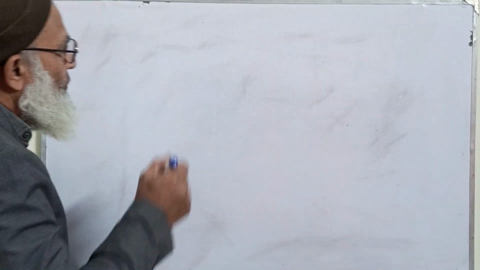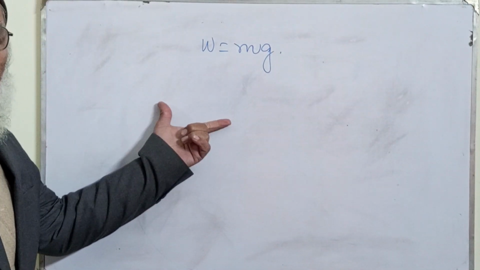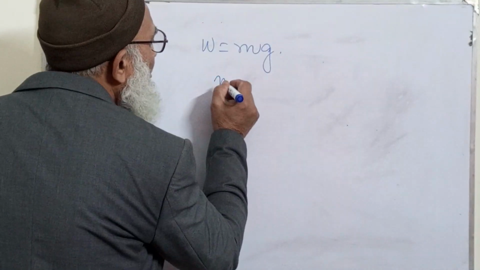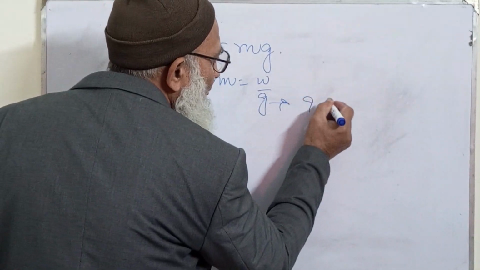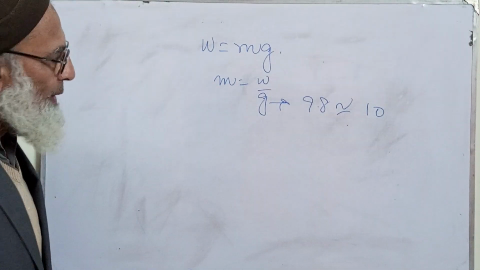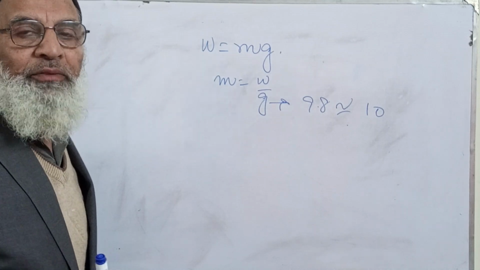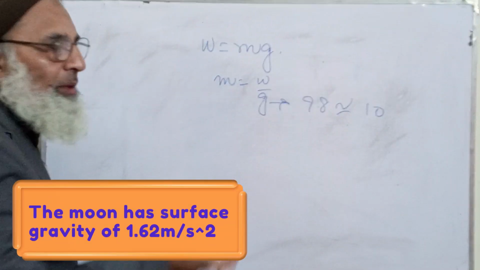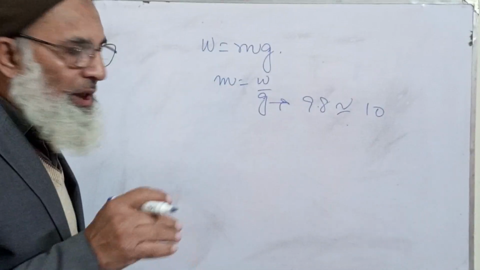At Earth, what we observe is W is equal to mg. If you are at the Moon, mass is equal to W upon g, and on Earth g is 9.8, or approximately taken as 10 meter per second square. But on the Moon it is very less. Eventually, the weight is very low over there, almost 1/6 of what it is on the Earth.